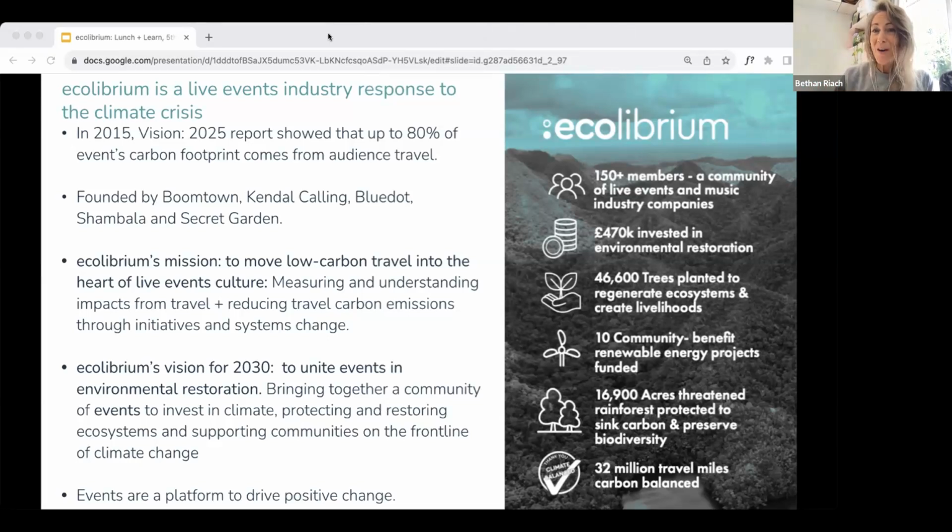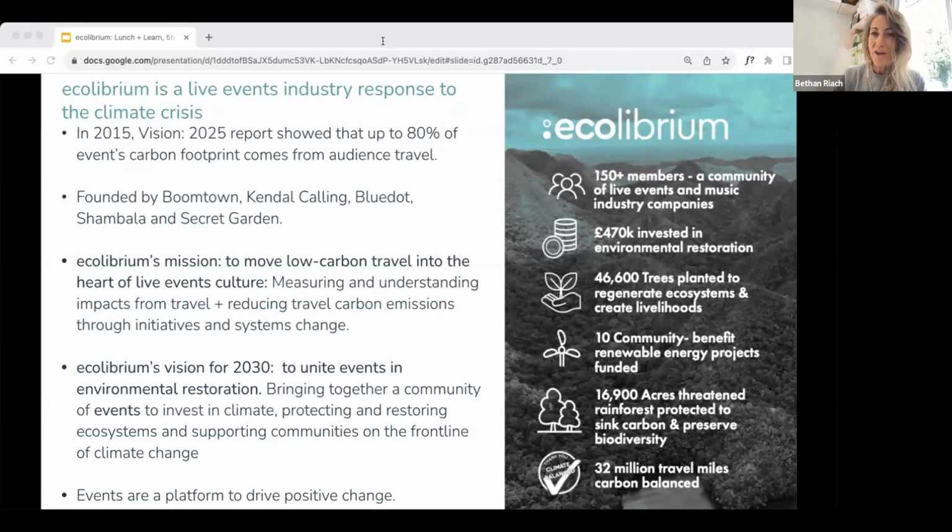So then a look at our impacts to date. Since we were set up in 2015, we have invested together over £470,000 in environmental restoration. So channeling those donations to our climate project partners. And that's allowed our partners to plant over 46,000 trees, to invest in 10 thriving community benefit renewable energy projects around the UK, and protecting nearly 17,000 acres of threatened rainforest. And all of that has balanced the equivalent of over 32 million car miles.